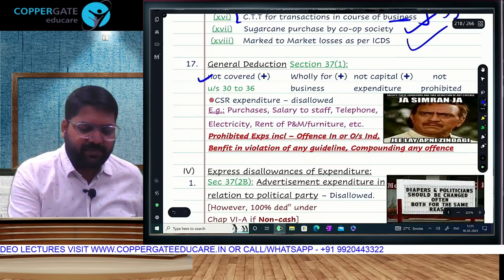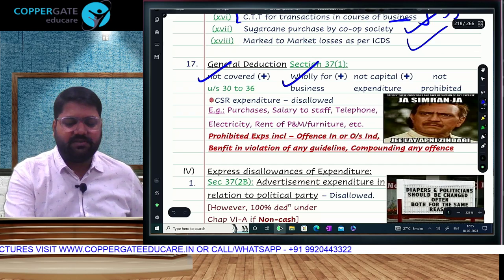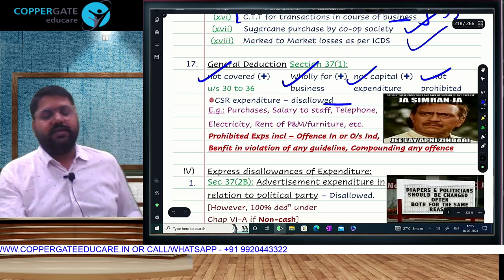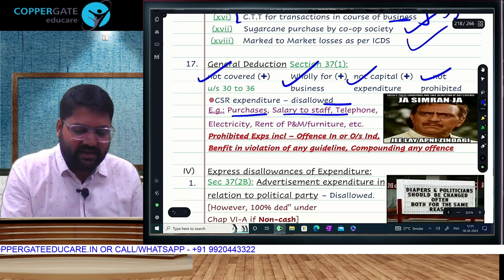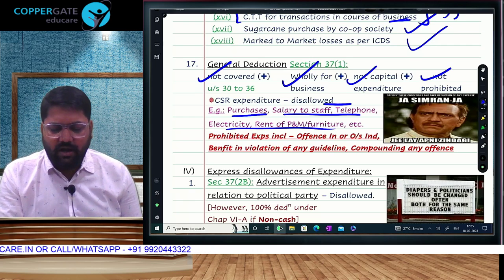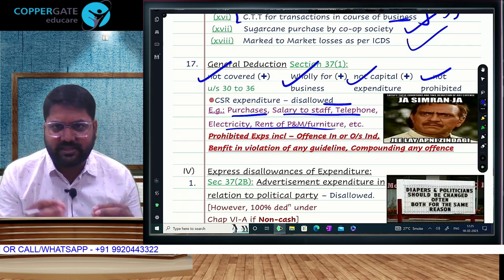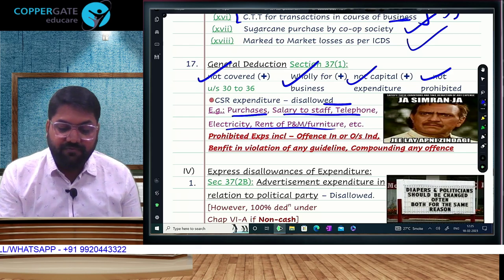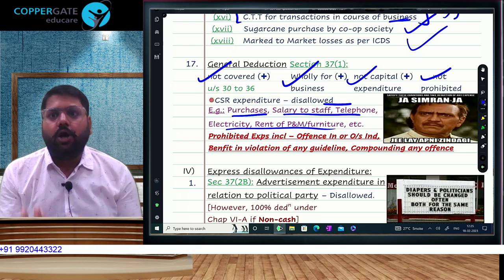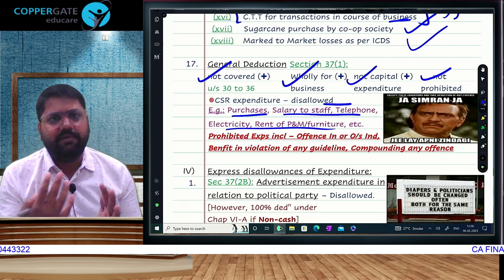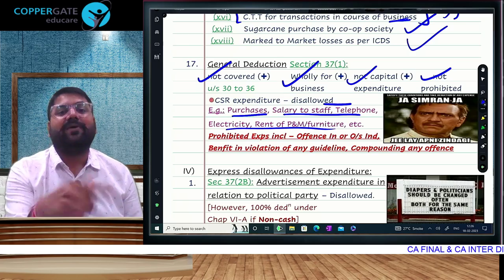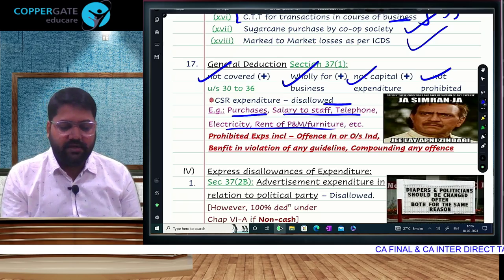General deduction: any expense not covered in the previous sections, only for business, not personal, not capital, not an offense prohibited by law, not for CSR will be allowed, like purchases, salary to staff, all these general day-to-day expenses will be allowed. And there is a small little amendment that these prohibited expenses, meaning illegal expenses, will be any violation of any law in India or outside India. It need not be only the Indian Penal Code or something, any violation of any law, a CA accepting commission or a doctor accepting commission, for the payer also that expense will be disallowed.